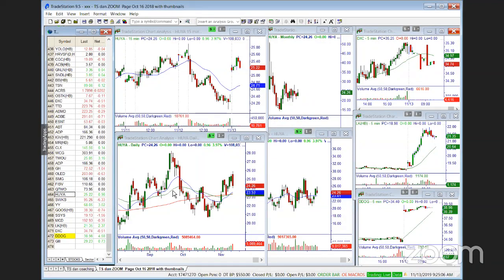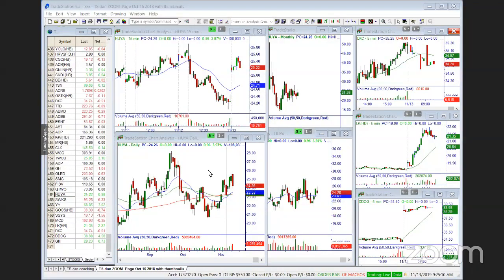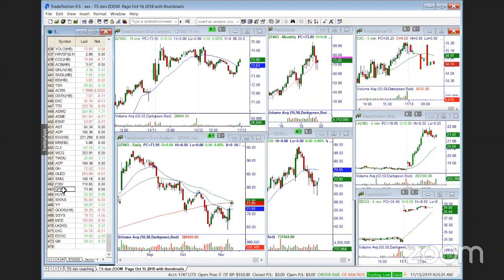Hua, 25 and change. Now this would be a tier 1 gap if it were gapping a little higher, like 25.60. But if it can hold and take out yesterday's high, it has room 26.5 to 27. This is not earnings, but it's been on my watch list here.